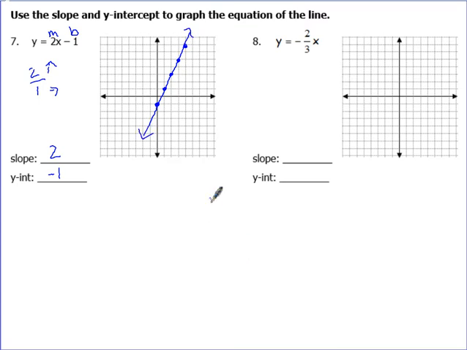All right, so you pause here and give number 8 a try. Okay, so y-intercept of 0, and then my slope is negative 2/3, so this time I'm counting down 2 and 3 to the right. Down 2 and 3 to the right.